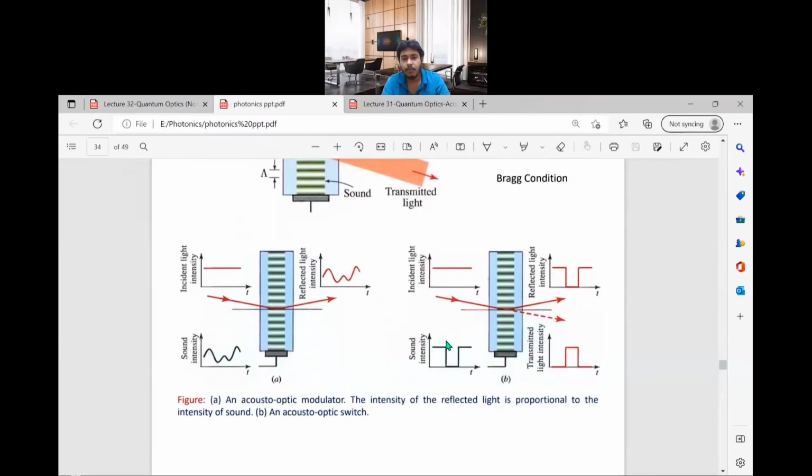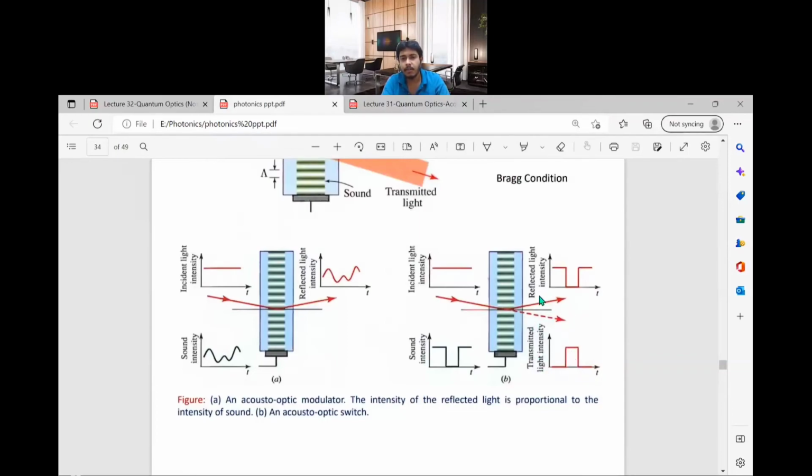Now, if you convert this sound to some electric voltage or something like that, it is a 1 0 kind of thing. Accordingly, if you give the incident light, whenever the sound wave is high, it will be reflected back, depending on the Bragg's condition, so you will get output high in this position. And when the sound is 0, there is no refractive index change, so light will be transmitted through this medium in its initial position. So you will get light in this position.